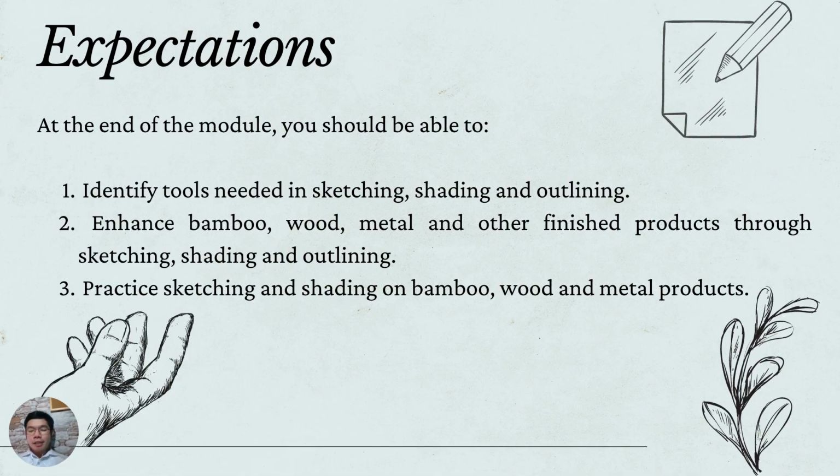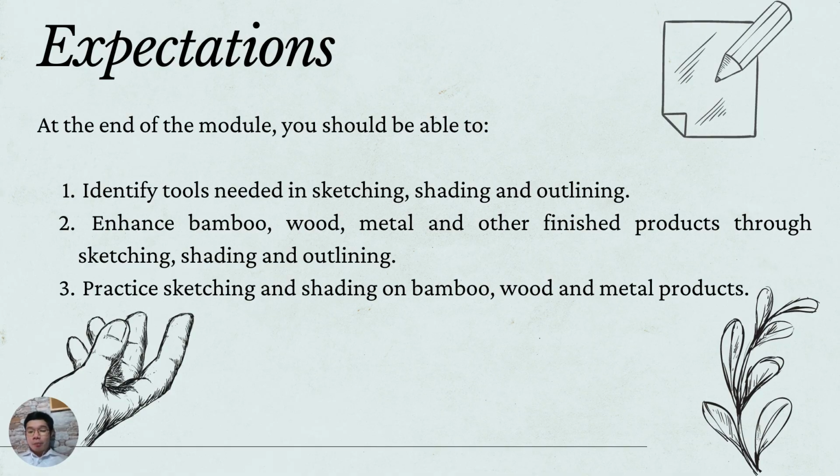The expectations at the end of the module, you should be able to: 1. Identify tools needed in sketching, shading, and outlining. 2. Enhance bamboo, wood, metal, and other finished products through sketching, shading, and outlining. And 3. Practice sketching and shading on bamboo, wood, and metal products.